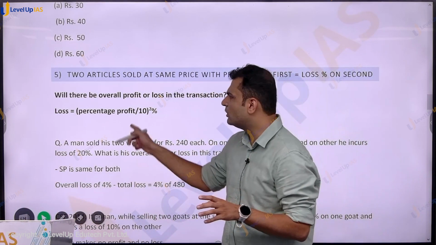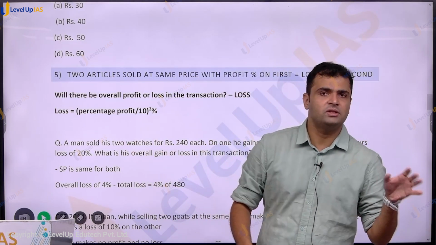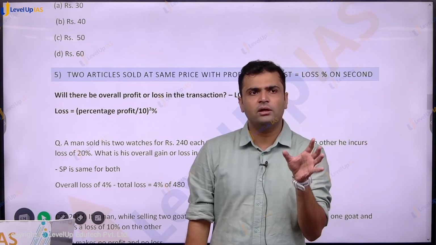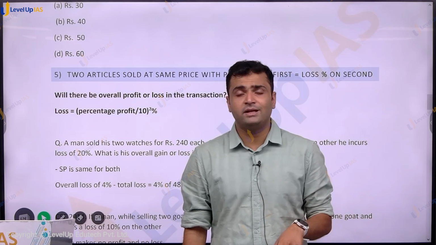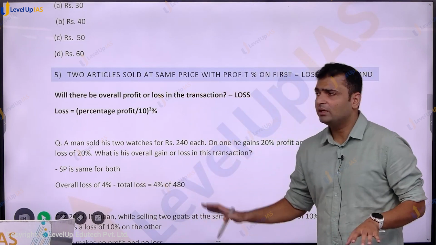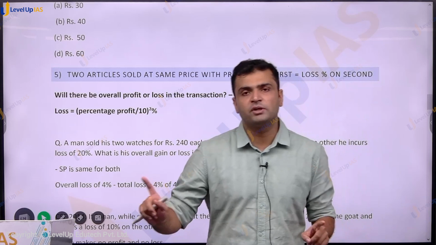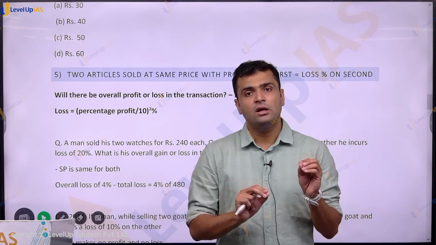And this, I just want you to remember how it happens. There is a long winding calculation that can be done. I have done that calculation in class, but I'm not going to do it today for a crash course, because it will be just wasteful at this stage. Just remember, if this happens, that if percentage profit on one article is equal to percentage loss on another article, in the overall transaction there is a loss.